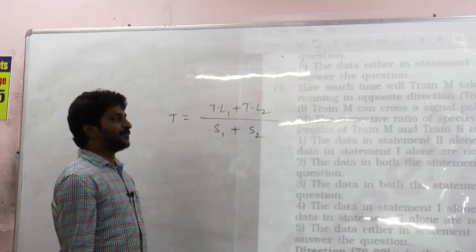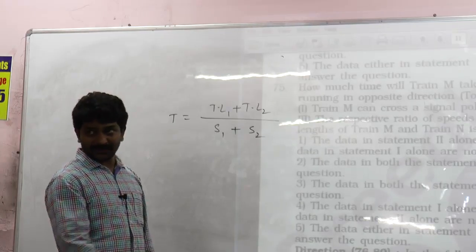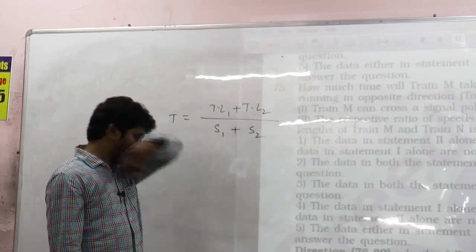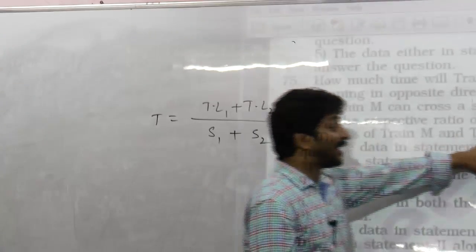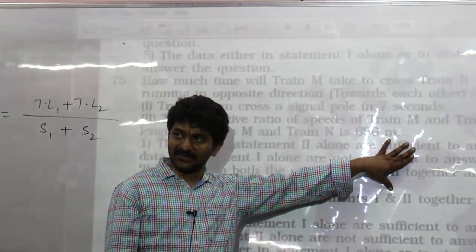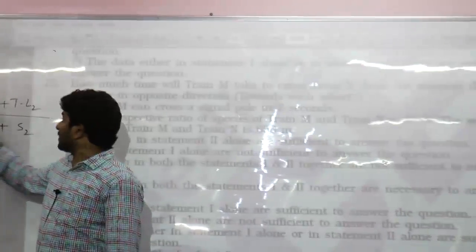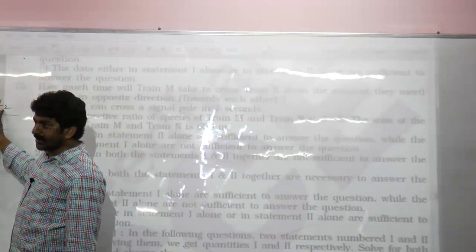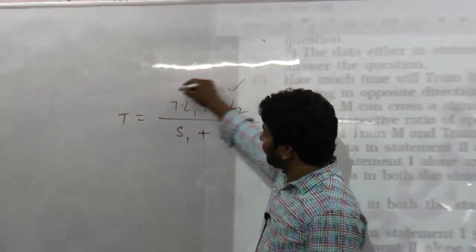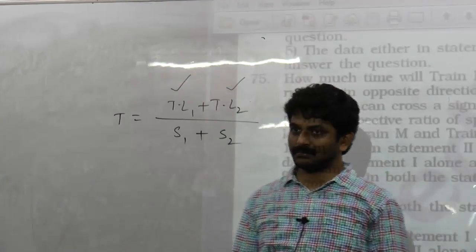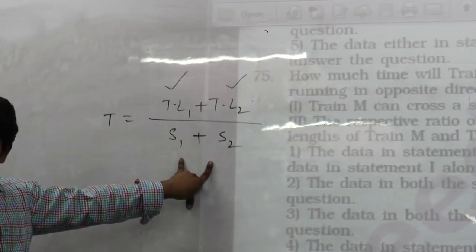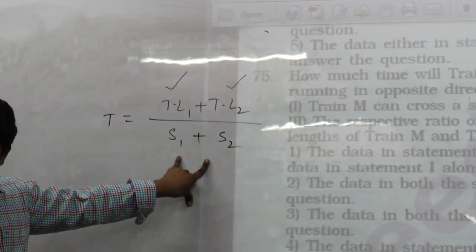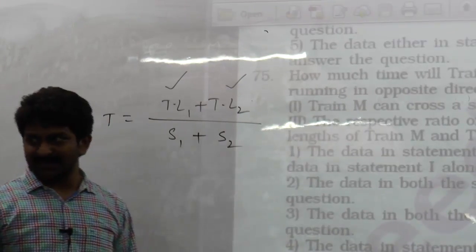the respective ratio of the speeds of train M and N is 3:5. The sum of the lengths of train M and N is 656. So do you have train length 1 plus train length 2 data? Yes, we have train length 1 and train length 2. Do you know speeds? It is given in terms of parts.